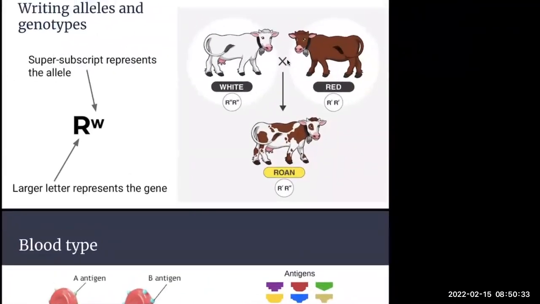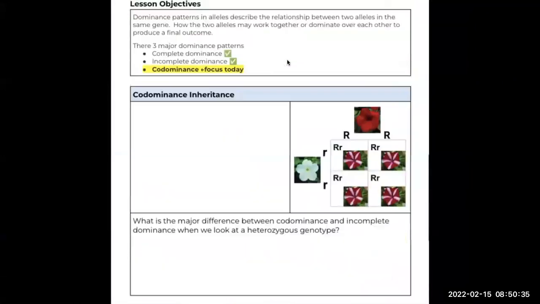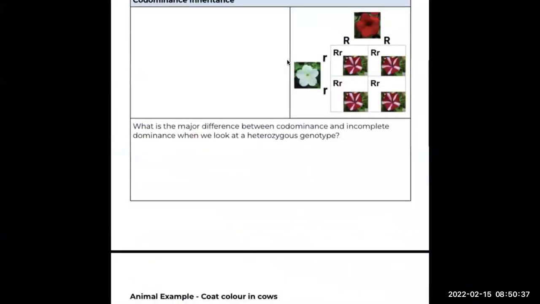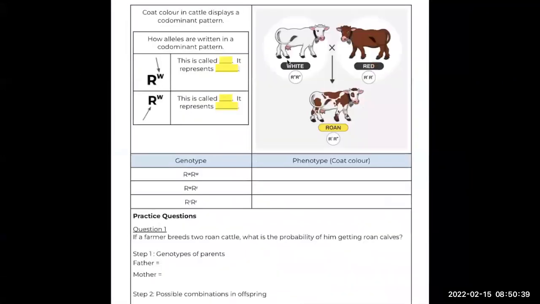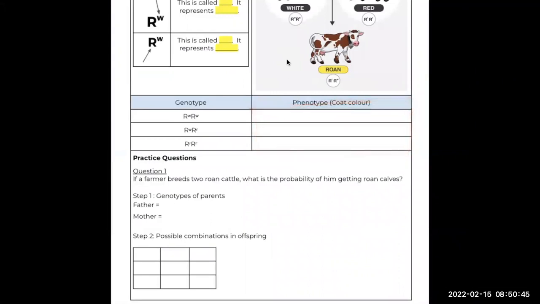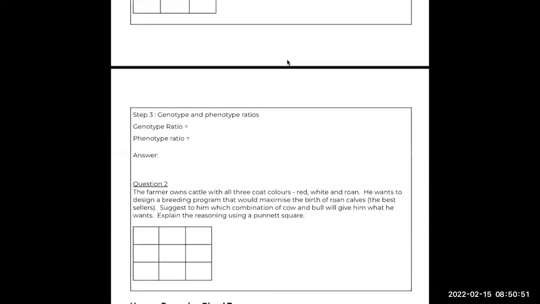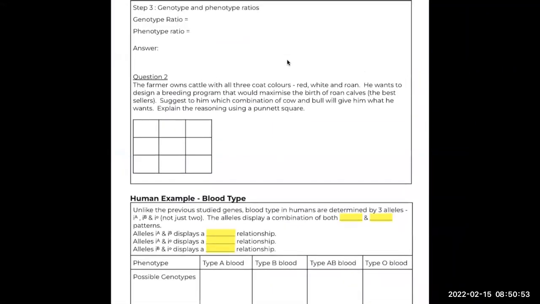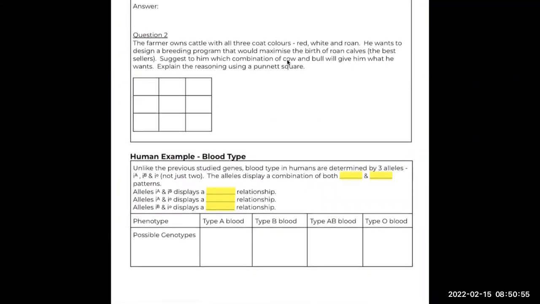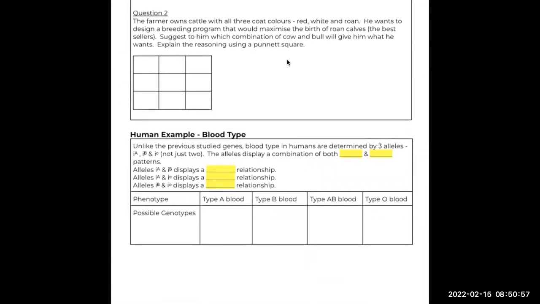So what I want you to do now is go to your practice questions. You should have completed these notes already. I want you to write down the phenotype we just talked about, and I want you to do the practice questions, all right? So pause the video and do the practice questions before you come back, and I'll explain to you the blood type.